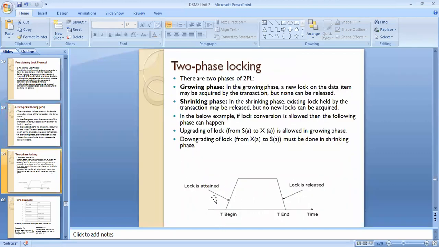Why is it called two-phase? Because there are basically two phases: the growing phase and the shrinking phase. In the growing phase, we are just applying new locks, and after that processing the operations. In the shrinking phase, we are releasing the locks.